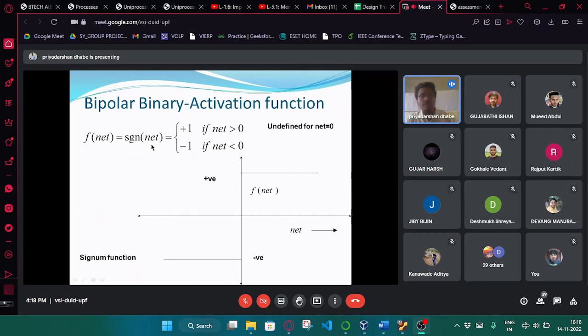In perceptron learning, we are using the signum function as the activation function of the neuron. So we have to calculate the net by using weighted summation, and net is given to signum as an input, and we get output O as f of net equal to plus one if net is greater than zero, and minus one as output of the neuron if net is less than zero. It is undefined for net equal to zero. This is called the bipolar binary activation function called signum.